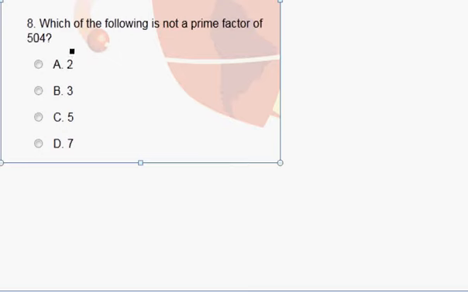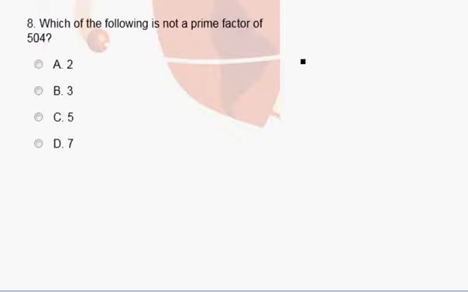Now for number 8, we're asked which of the following is not a prime factor of 504. So it's related to number 7 in the sense that we're looking for prime factors. So what we need to do is we need to factor 504 and find out what are its prime factors.